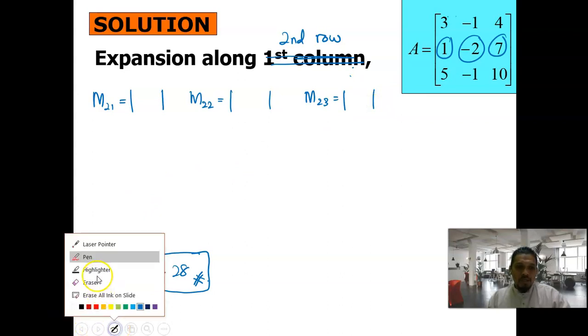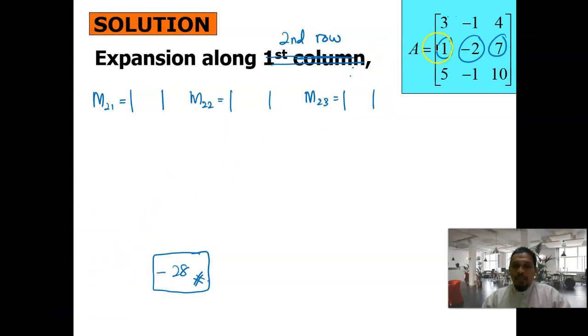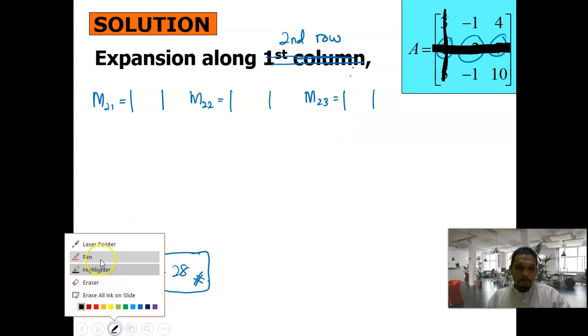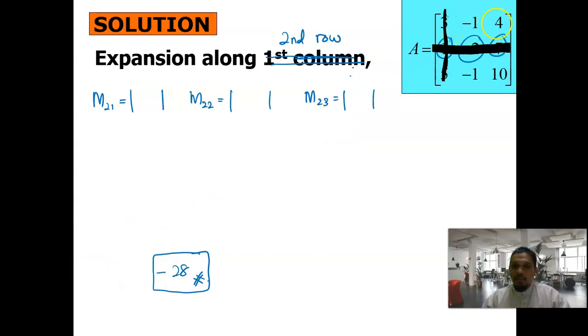So firstly, we are going to hide the element in row 2 and column 1. What you see here now, we got negative 1, 4, negative 1, 10. Negative 1 times 10 equal to negative 10 minus 4 times negative 1 equal to negative 4. Negative times negative become positive, so negative 10 plus 4 equal to negative 6.